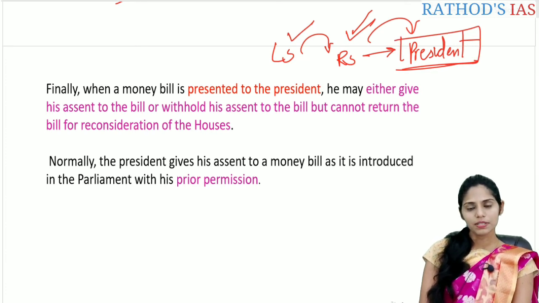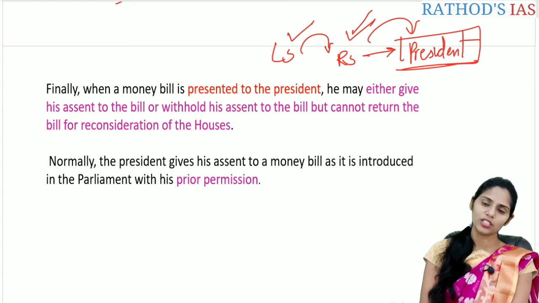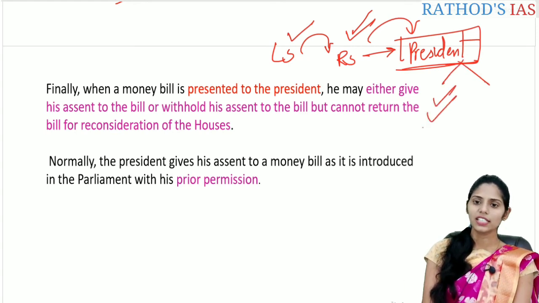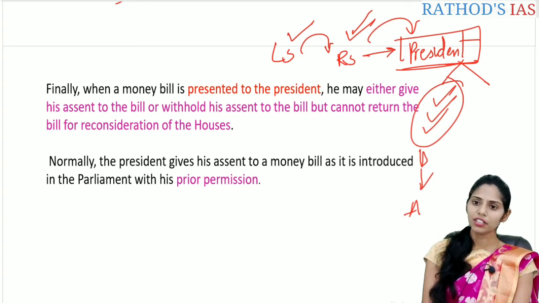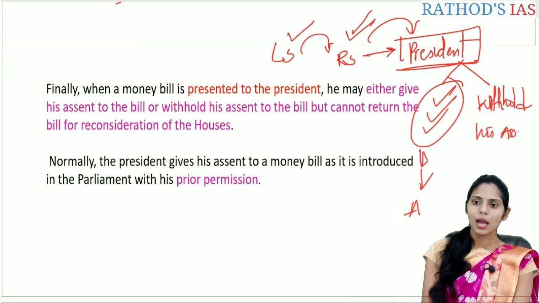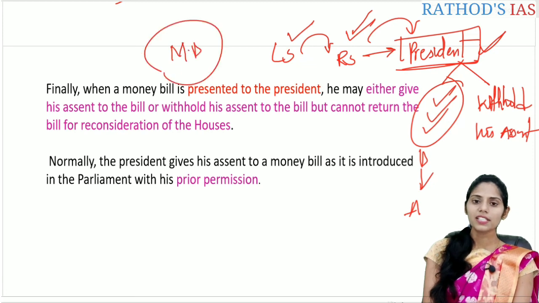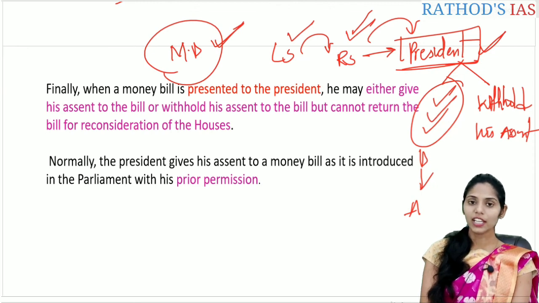So whenever the bill comes before the president, he has only two choices. The first one is he can give his assent, then the bill becomes an act. So congratulations, your bill becomes an act whenever the president gives his assent. And in the second case, he can withhold his assent, but the president has no chance to return the bill. Okay, so in the case of a money bill, the president does not have any chance to return the bill. He cannot return the bill for the consideration of the houses.